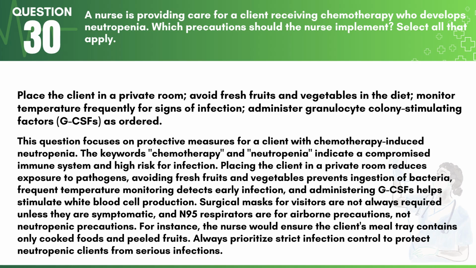Placing the client in a private room reduces exposure to pathogens, avoiding fresh fruits and vegetables prevents ingestion of bacteria, frequent temperature monitoring detects early infection, and administering GCSFs helps stimulate white blood cell production. Surgical masks for visitors are not always required unless they are symptomatic, and N95 respirators are for airborne precautions, not neutropenic precautions. For instance, the nurse would ensure the client's meal tray contains only cooked foods and peeled fruits. Always prioritize strict infection control to protect neutropenic clients from serious infections.